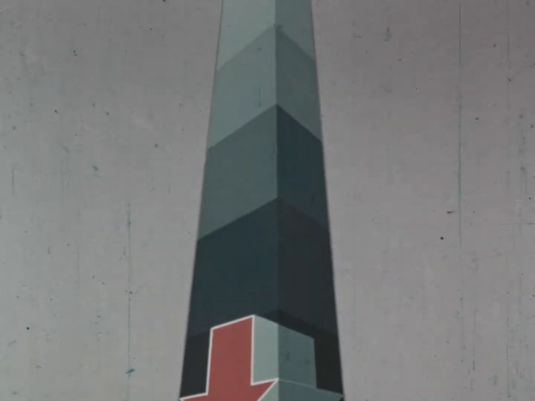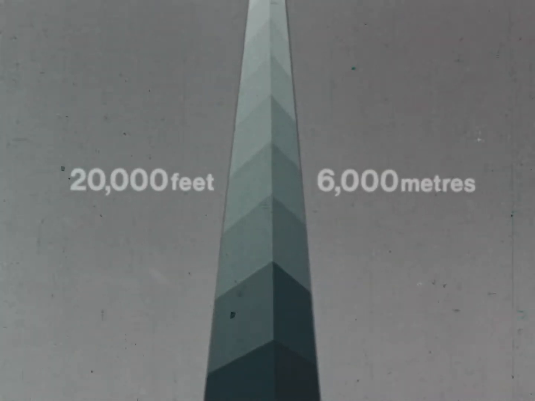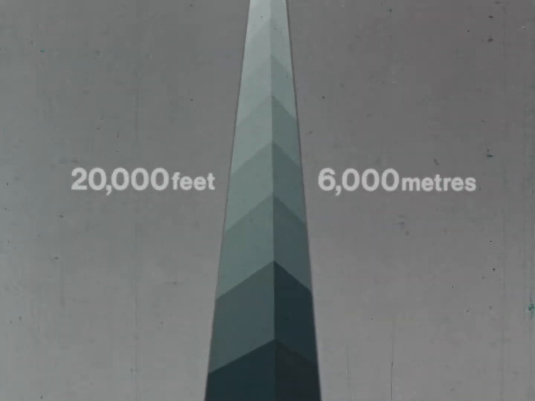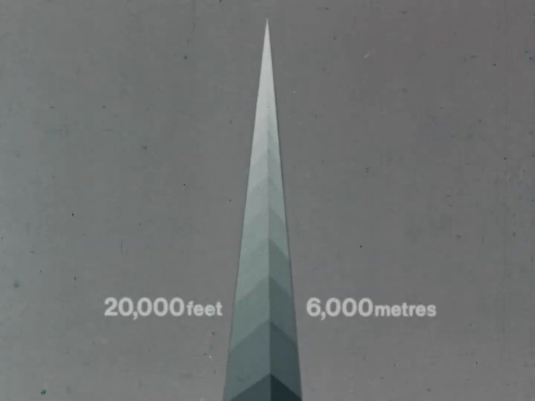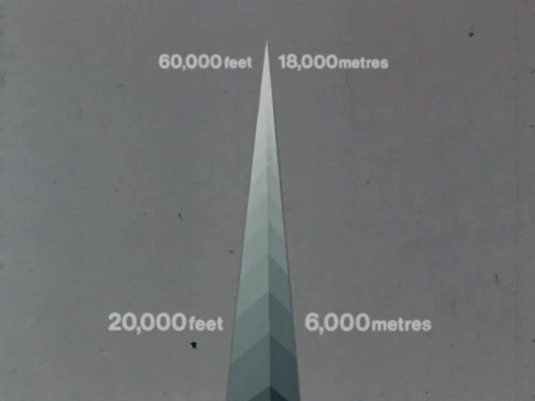The further from sea level we climb, the lower the pressure becomes, until at 20,000 feet, it is only about 7 pounds per square inch. And at 60,000 feet, only about 1 pound per square inch. And as the pressure falls, so does the density and the temperature.